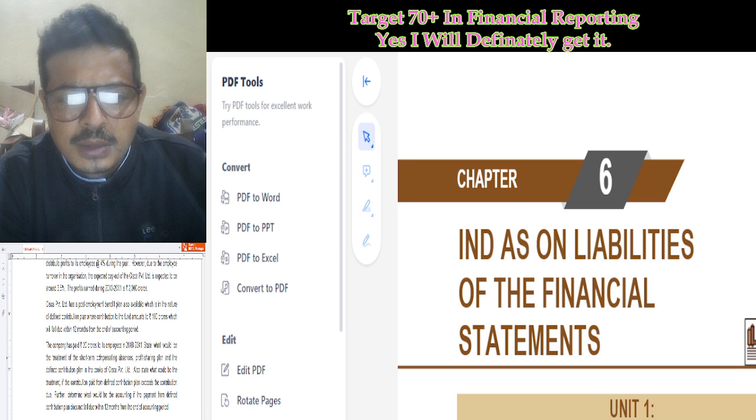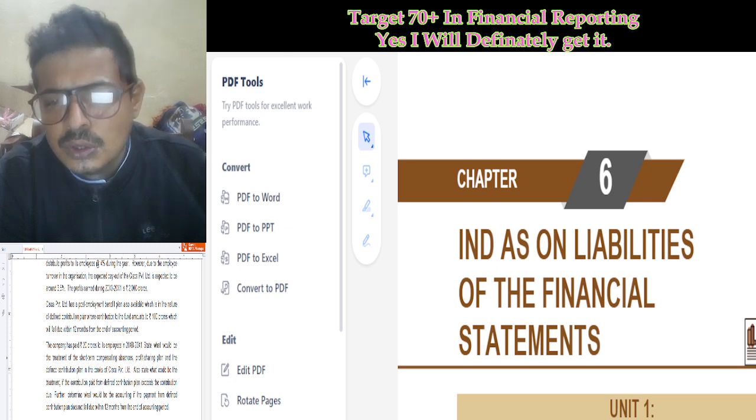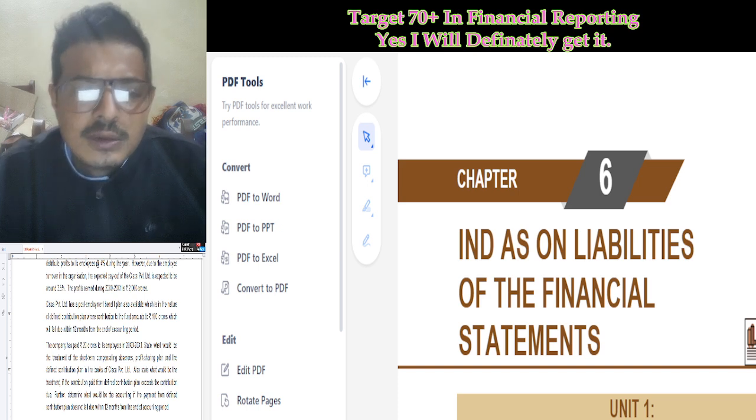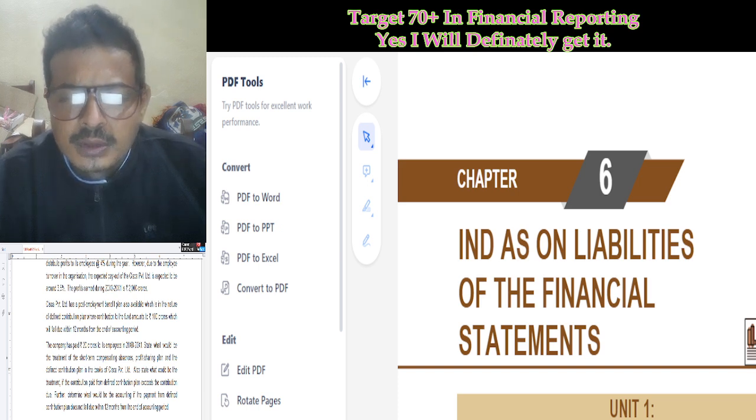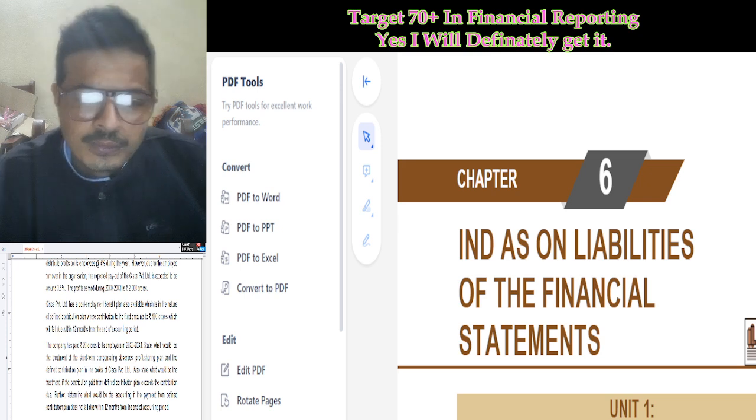What will be the treatment of the short-term compensated absences, profit sharing plan, and the defined contribution plan in the books of Cisca Private Limited? Also state what will be the treatment if the contribution paid to the defined contribution plan exceeds the contribution due. Further, determine what will be the accounting if the payment to the defined contribution plan does not fall due within 12 months from the end of the accounting period.